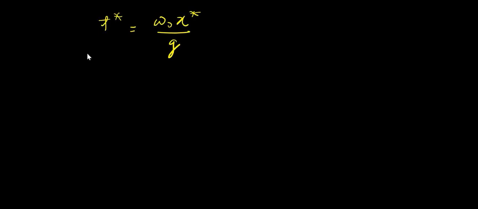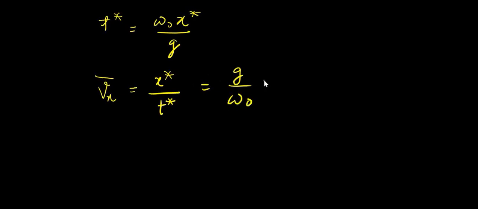Now we can get the value of the average velocity in the horizontal direction. The average velocity in the horizontal direction is delta x, which is x star, divided by the time taken, t star, and you get g upon omega naught, and its value is simply mg by qb. This is the average velocity in the horizontal direction.